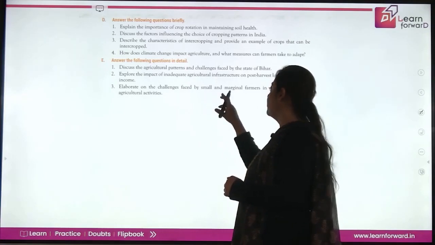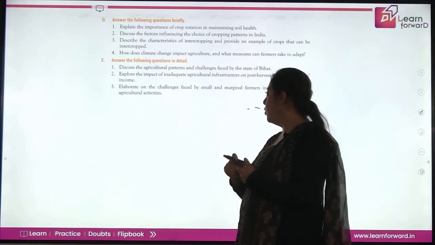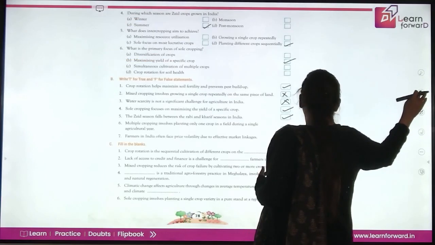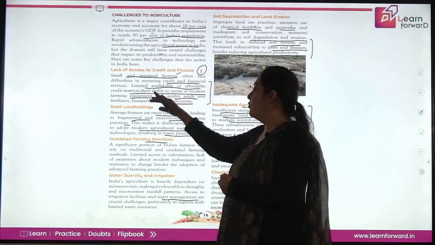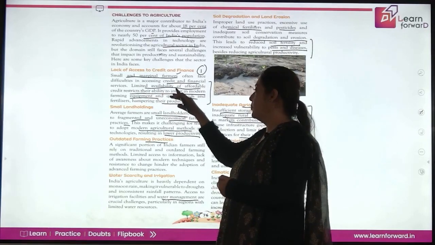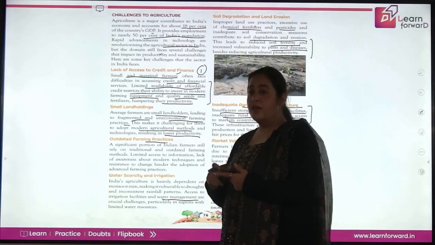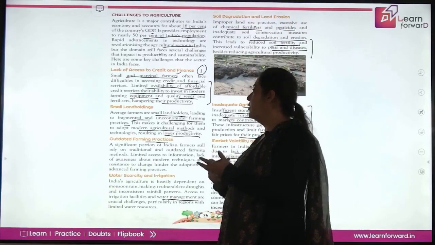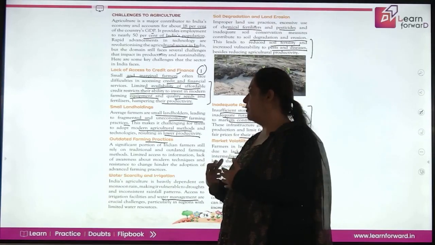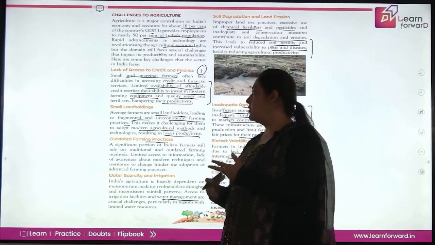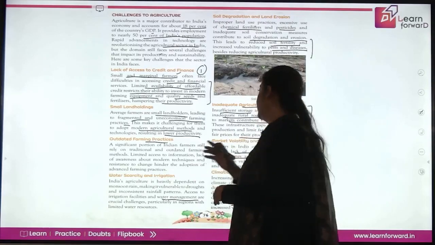Now, elaborate on the challenges faced by small and marginal farmers in accessing credit for agricultural activities. The small and marginal farmers are the ones who do not have access to credit and financial services. The limited availability of affordable credit restricts their ability to invest in modern farming equipment, quality seeds, and fertilizers, hampering their productivity. The farmers don't have enough money and don't have enough credit available from the market, because of which they are not able to invest much in farming equipment and in procuring quality seed, which finally hampers their productivity.